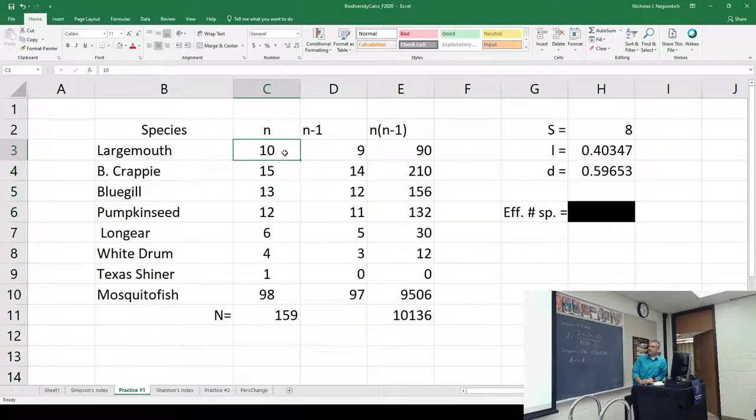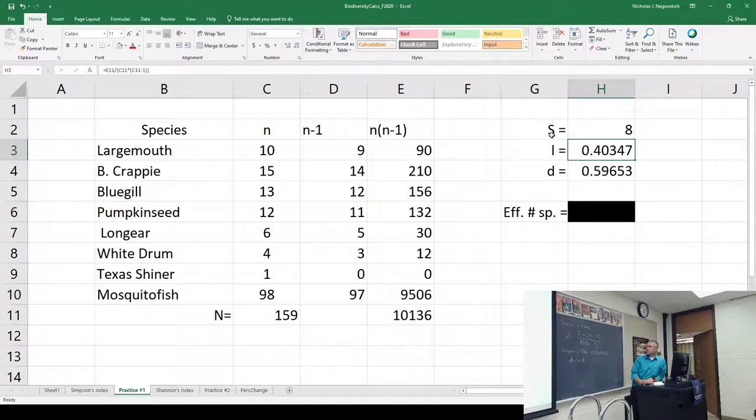So we have our n sub i, that's n sub one, that's n sub two, that's n sub three, and so forth. All right, we're going to do n times n minus one. To make it easier, I made a column of n minus one using functions. And then I did my n times n minus one, so that value times that value gives me that. I filled it. And then I added up, or took the sum of this column. All right, so that's our numerator.